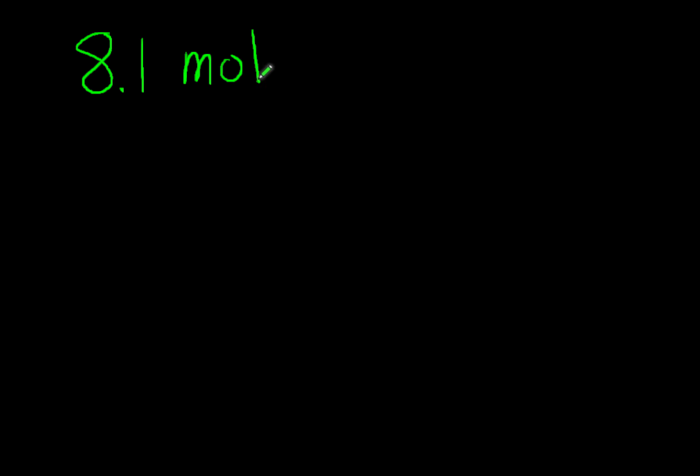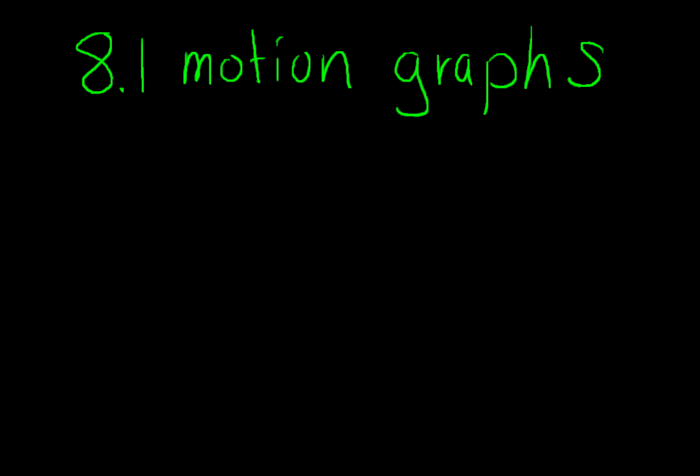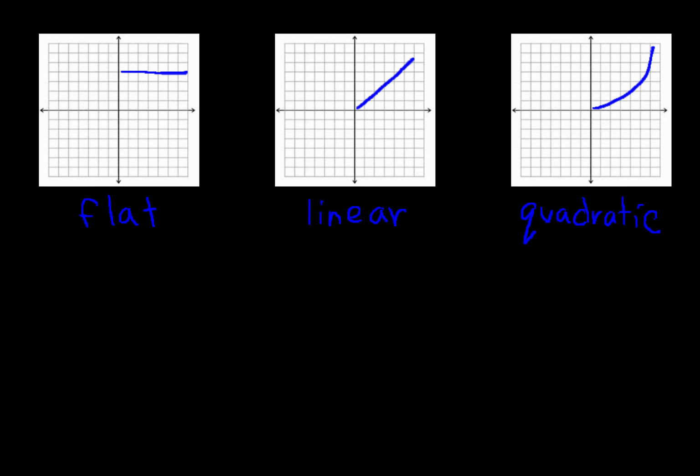Lesson 8.1, Motion Graphs. There are three types of graph shapes you should recognize from your math classes: a flat graph, a linear graph, and a quadratic graph. Each of these three graphs will be applied to our motion graphs today in physics.